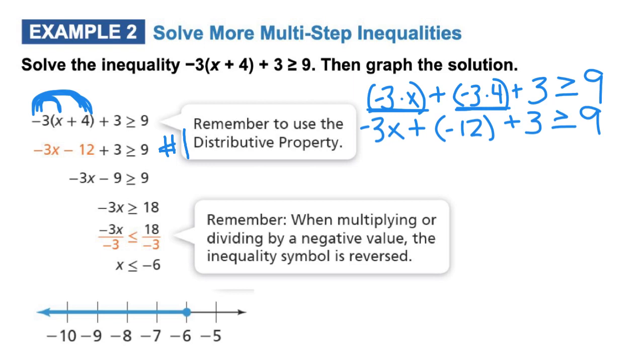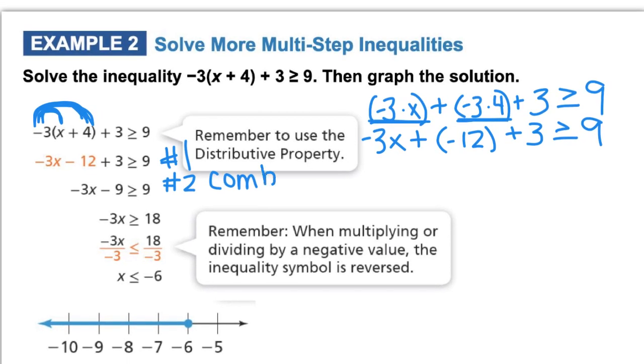All right, step number 2. We might have to combine some like terms. These are both constants, so we can put them together. I'm going to copy, but instead of this, I'm going to make that a negative 9. Copy, copy.